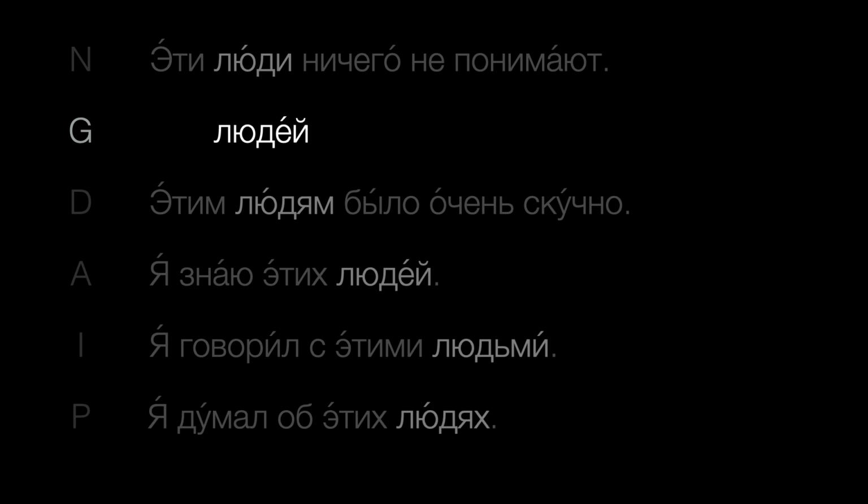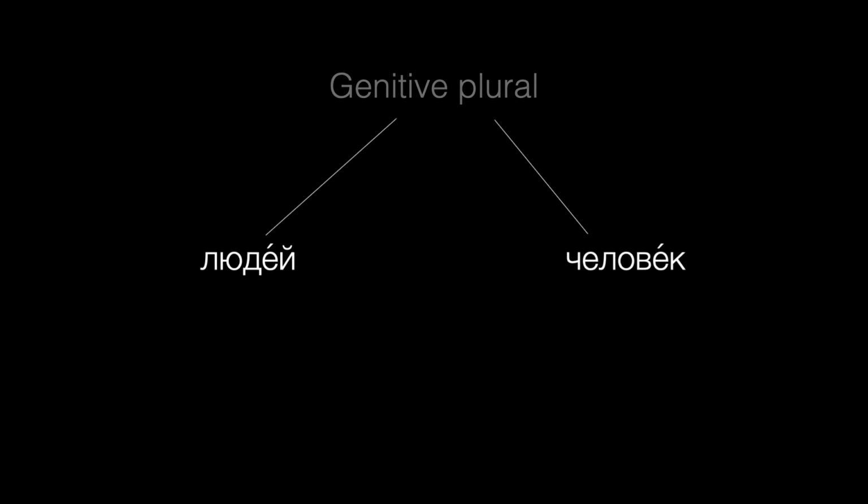Here's where this coexistence of two roots, one for the singular and another for the plural, gets even more interesting. For this word, we have two genitive plural forms, людей and человек, which looks the same as the nominative singular. So how do you know which one to use? That depends on the context, so here are some guidelines.